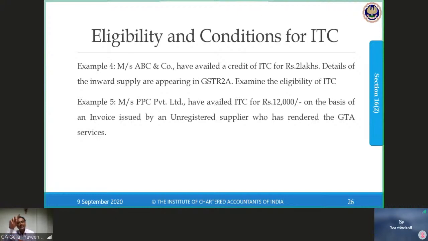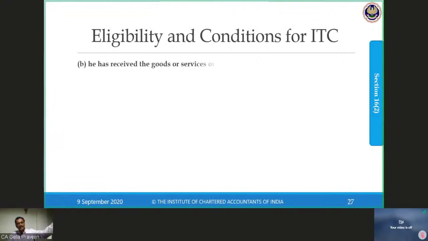This GTA is covered under section 9 subsection 3. In 9.3, there is a list of services, and GTA is there. So what I will do, I'll raise the self-tax invoice. I'll pay this 12,000 tax on 12,000 to government. Then I'll take my input tax credit. So these are the answers for my section 16 subsection 2 clause A.